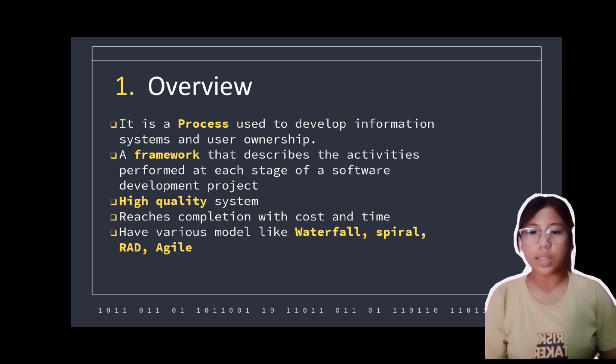Overview. It is a process used to develop information systems and user ownership. A framework that describes the activities performed at each stage of a software development project. High quality system. Reach completion within cost and time. It has various models like waterfall, spiral, RAD, and agile.